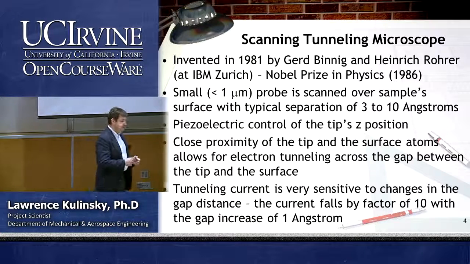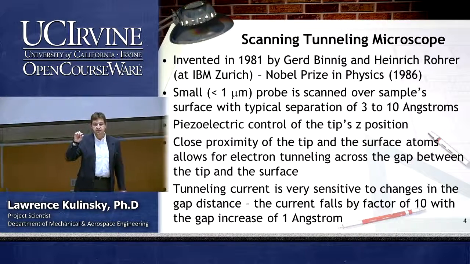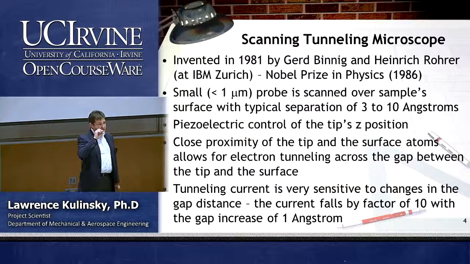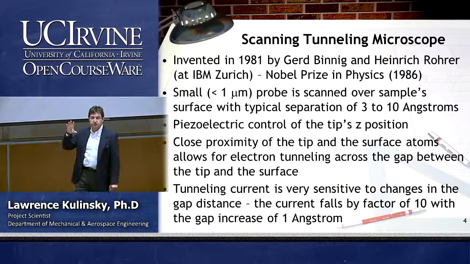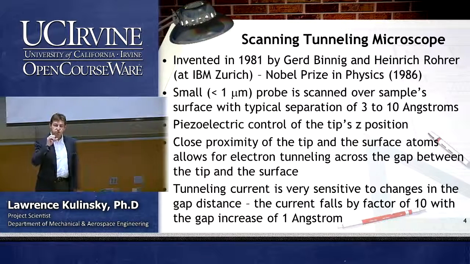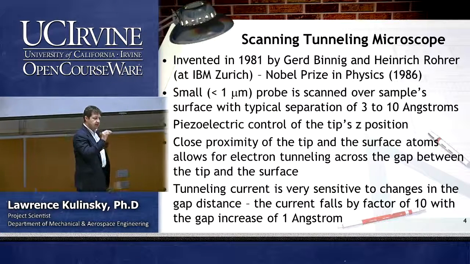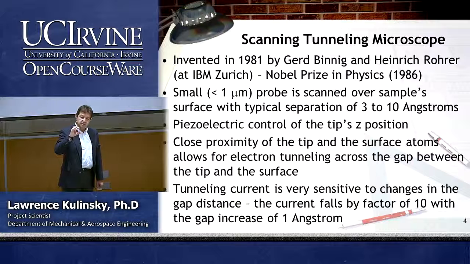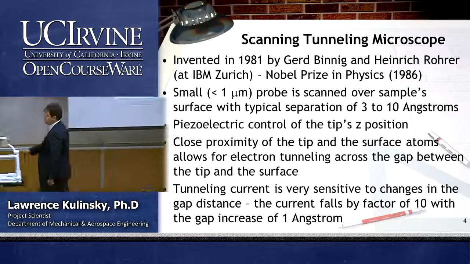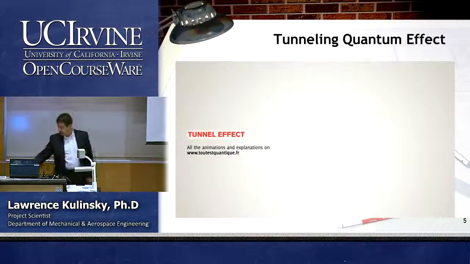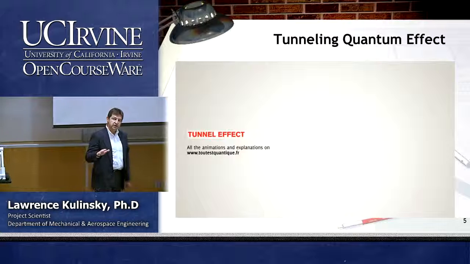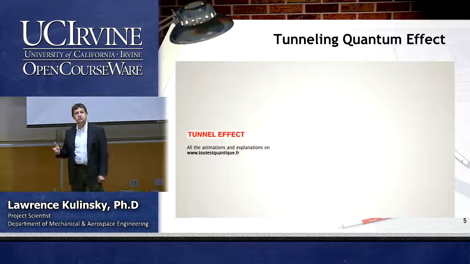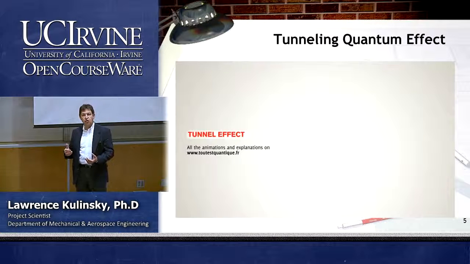So tunneling current is very, very sensitive to changes in the distance between the probe and the surface. If the distance changes by just 1 angstrom, the tunneling current changes by a factor of 10. That sensitivity allows us to control the distance between the probe and the surface very finely. There are 2 ways of controlling the probe. One is called constant current, another is called constant height. So we will use the tunneling effect to control our probe.